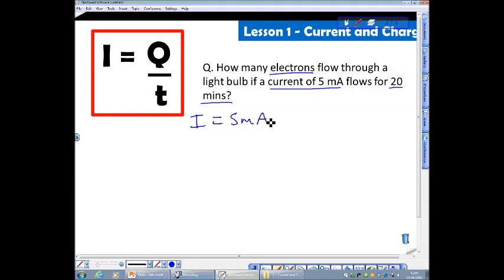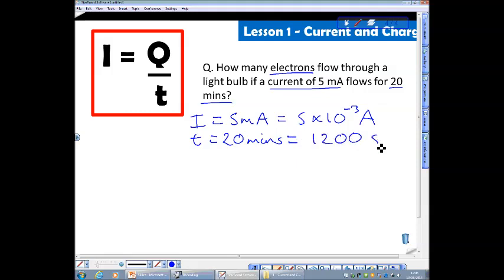We don't want that in milliamps, we want that in amps, so we've got to convert the units first. So it's 1,000 milliamps in an amp, so either divide 5 by 1,000 or write down 5 times 10 to the minus 3 amps. And we know that the time is equal to 20 minutes. Again, we want that in seconds, we've got to convert units again. So it's 20 times 60, 1,200 seconds. So we know current and we know time, which means that we can work out the charge that flows.